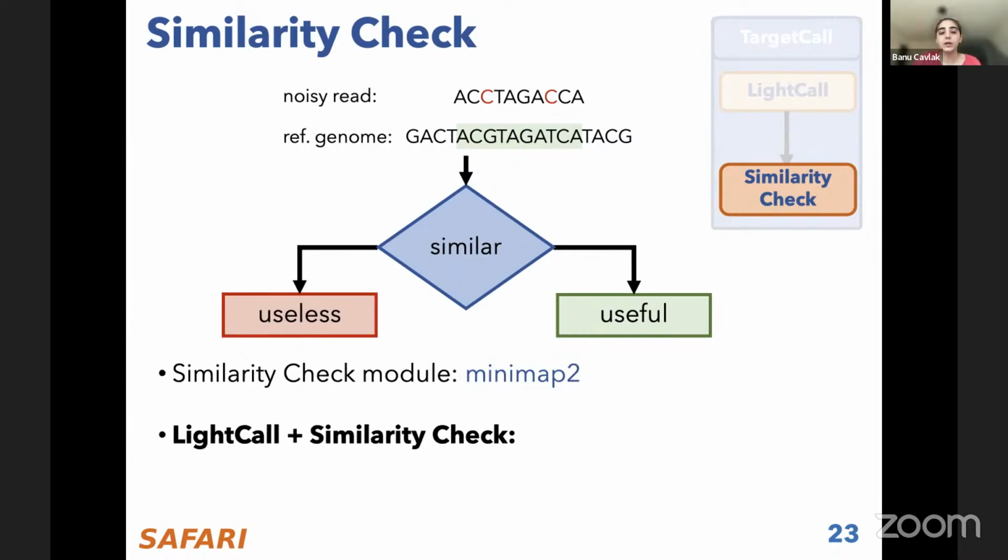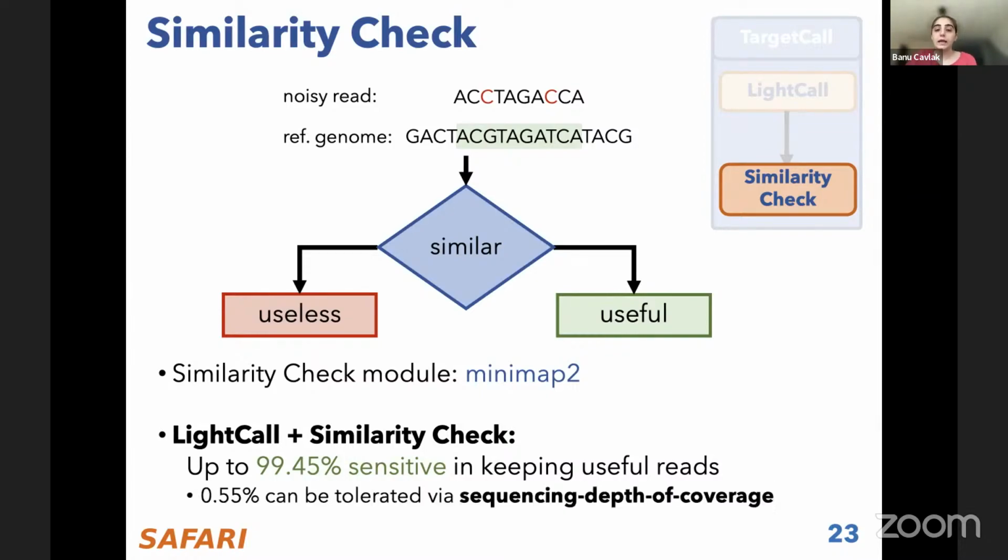And we showed in the paper that while using LightCall and similarity check together, so similarity check or Minimap2 using the noisy reads coming from LightCall, we can achieve up to 99.45% sensitivity in keeping useful reads. That shows that the noisy reads coming from LightCall are not noisy enough to hinder our ability to find if the read is going to be useful. And we conclude and show in the paper that the 0.55% loss of the useful reads during the filtering time can be tolerated by the sequencing depth of coverage that is already required for accurate genome sequence analysis.